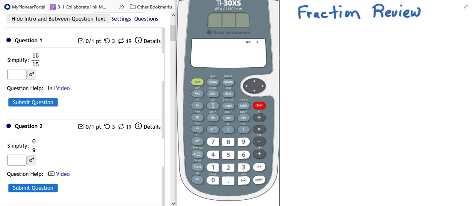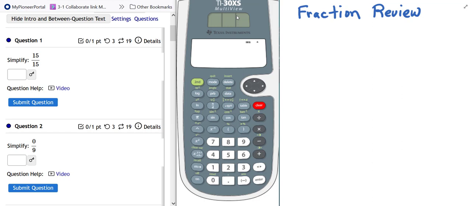I'm going to go through a fraction review using a calculator. I have other videos that do each type of arithmetic of fractions by hand, but we'll do these on the calculator. I really like this particular calculator, the TI-30 MultiView, because it displays fractions nicely. So we'll just do a few problems.